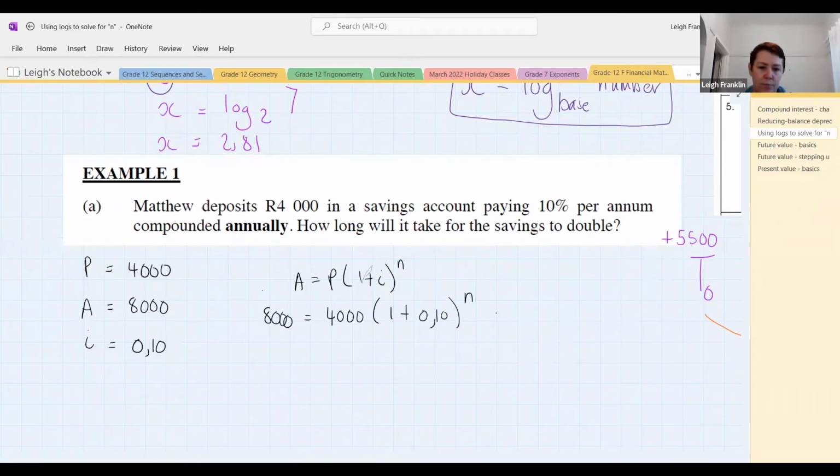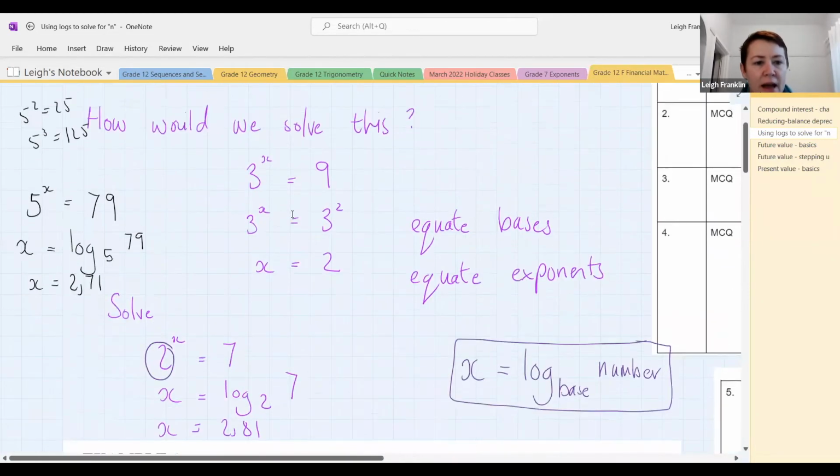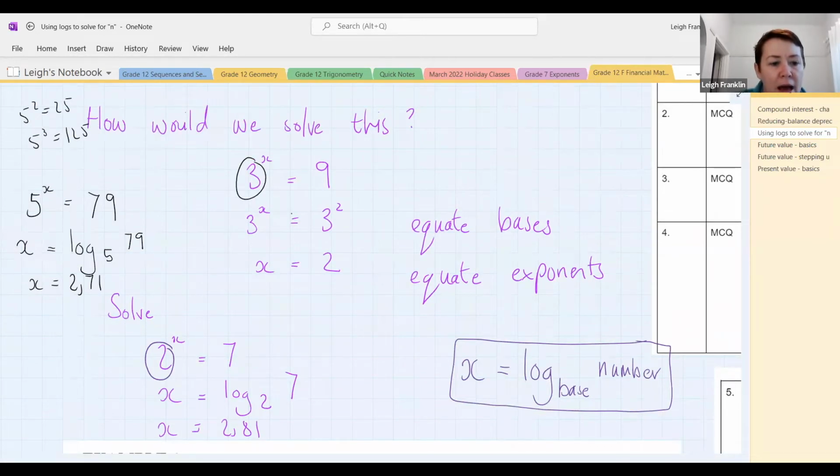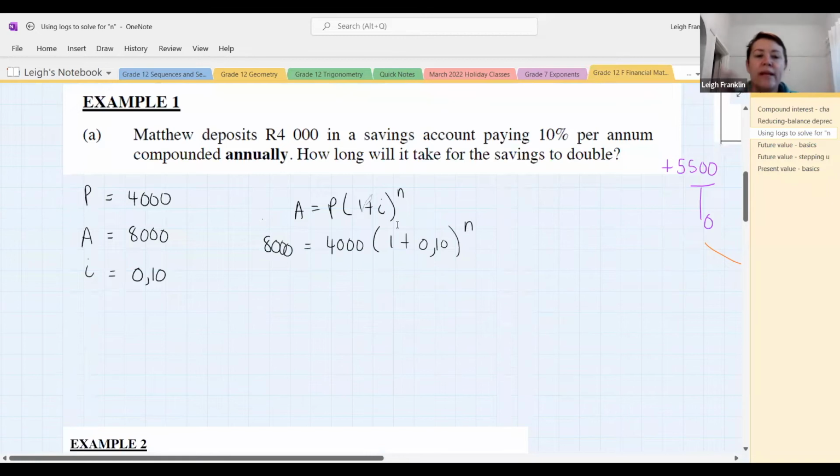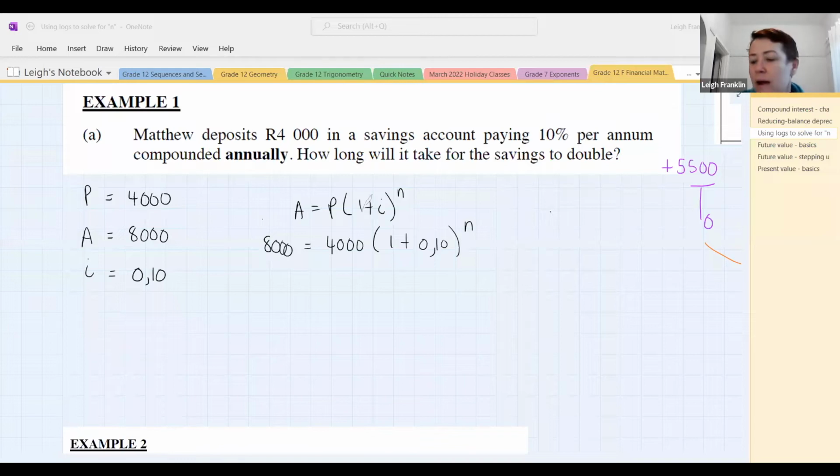So 8,000 equals 4,000 times 1,10 to the power of n. What is inside the bracket is your base. That's like the 5 and the 3 and the 2 up here. That's your base. So what is inside the bracket is your base. We need to isolate the base. To isolate the base, I've got to divide both sides by how much, guys? Exactly. Divide both sides by 4,000.